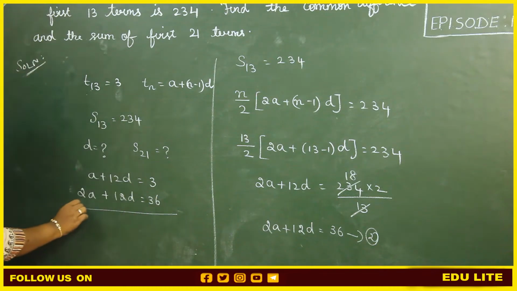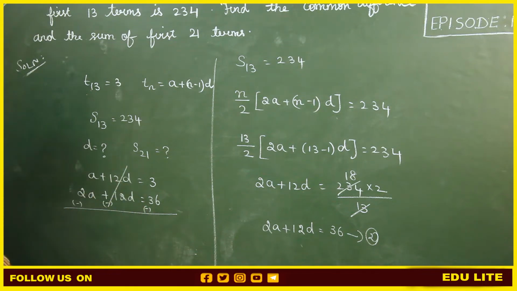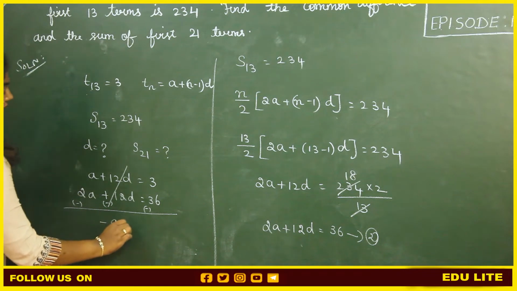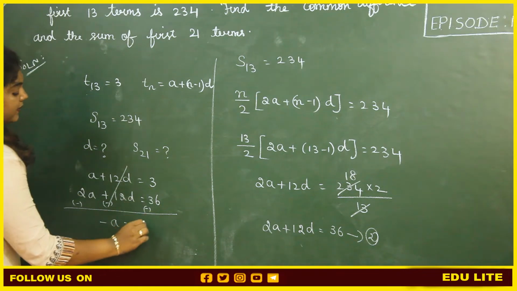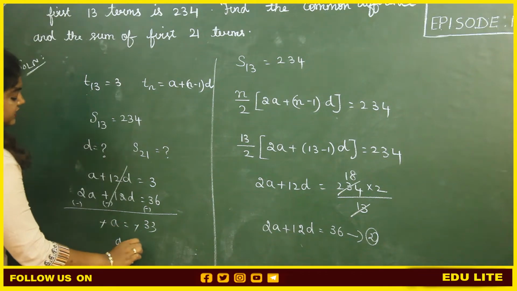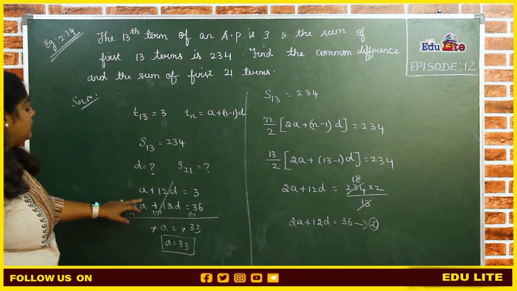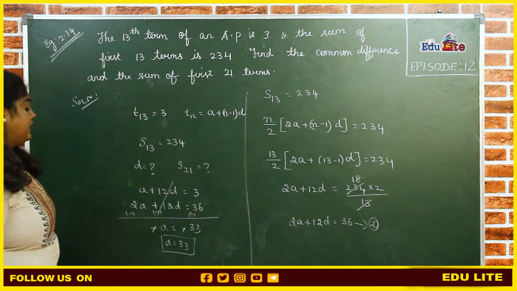We will change the signs. 12D minus 12D will get cancelled. Minus 2A plus A is minus A, which equals minus 33. Minus and minus will also get cancelled, so A equals 33. Thus, we got the value of A. We will substitute it in any one of the equations, and we can find out the value of D.